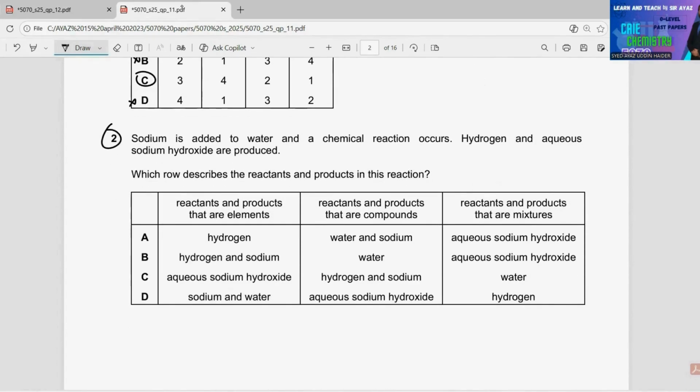Number 2. Sodium is added to water and a chemical reaction occurs. Hydrogen and aqueous sodium hydroxide are produced. Which row describes the reactants and products in this reaction? So if you will write the reaction, it will be like this. Sodium plus water. Product will be aqueous sodium hydroxide and hydrogen gas. So you write plus hydrogen.